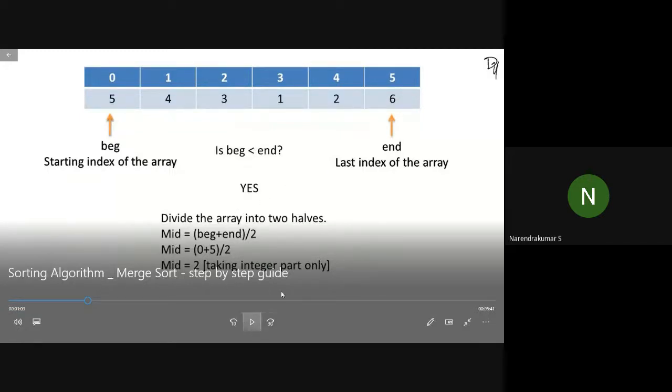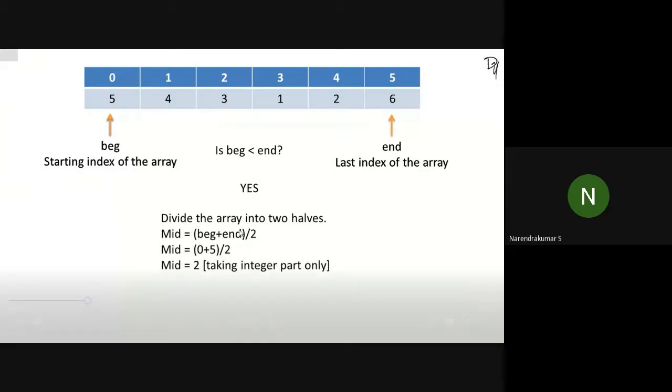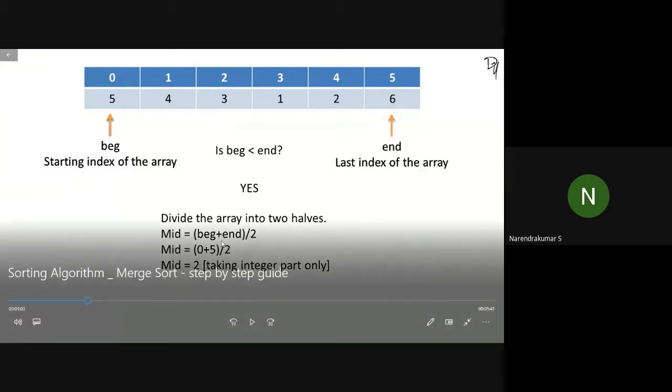So actually we are dividing the array into two halves. Mid is equal to low plus high by 2, so it is 0 plus 5 by 2. So mid will be 2. It means the whole array will be divided from 0 to 2 as one half and 3 to 5 as the other half.